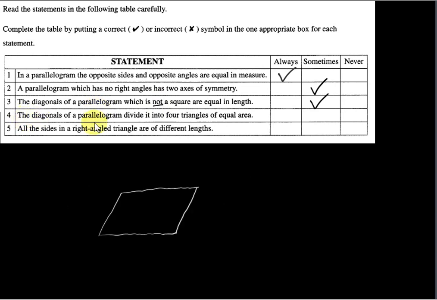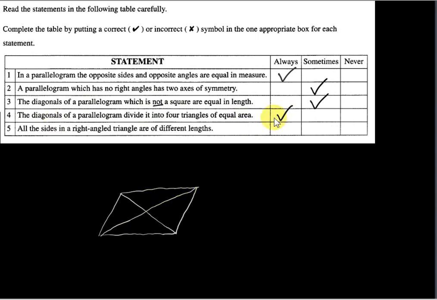Statement 4. The diagonals of a parallelogram divide it into 4 triangles of equal area. This is something I proved in an earlier question. This is true.